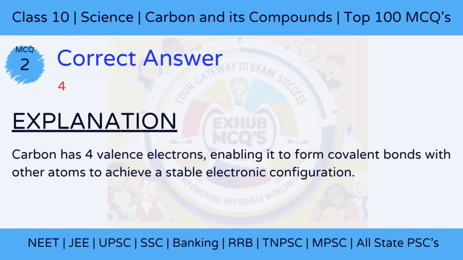The correct answer is option B, 4. Explanation. Carbon has 4 valence electrons in its outermost shell, allowing it to form covalent bonds with other elements. This makes it possible for carbon to create stable compounds and versatile structures.